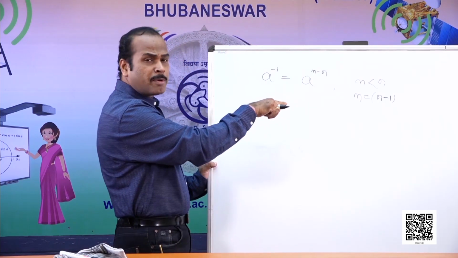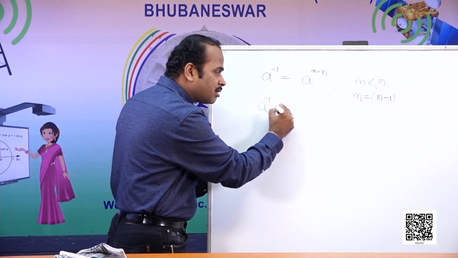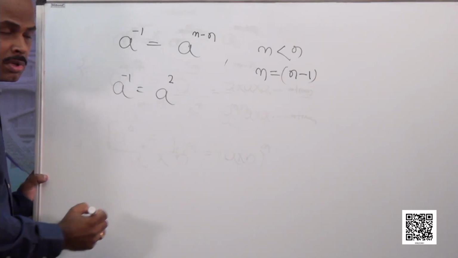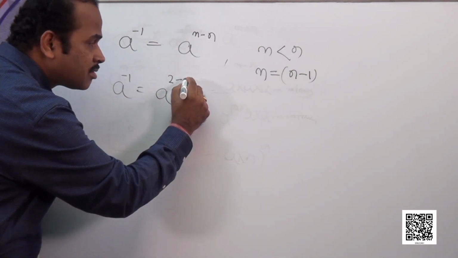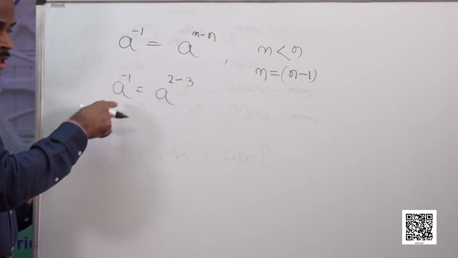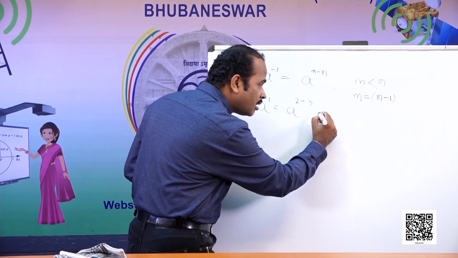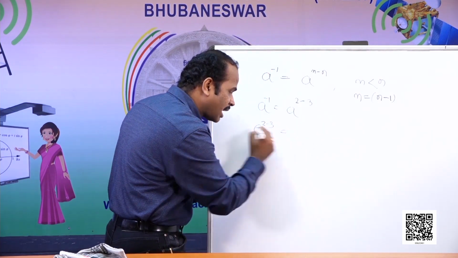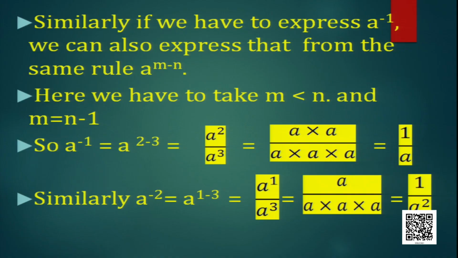So choosing such type of m, let me take a to the power minus 1. I will take a equal to 2 minus, and here n I will choose as 3. So a to the power 2 minus 3, that means a to the power minus 1. Now what do you mean by a to the power 2 minus 3? Using the laws of exponents we will find out. This will be a to the power 2 minus 3, which can be written as a to the power 2 divided by a to the power 3.